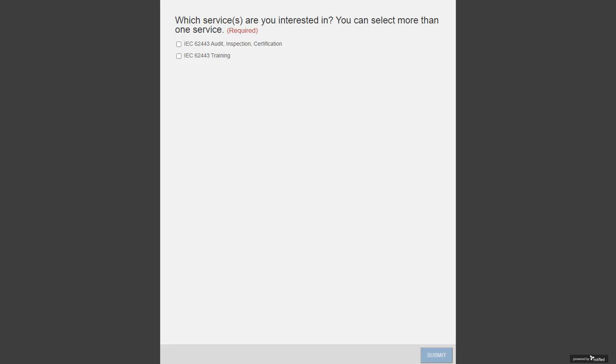Okay, thank you for answering the question. One more question from the audience is, what is the timeline for a typical assessment scope?